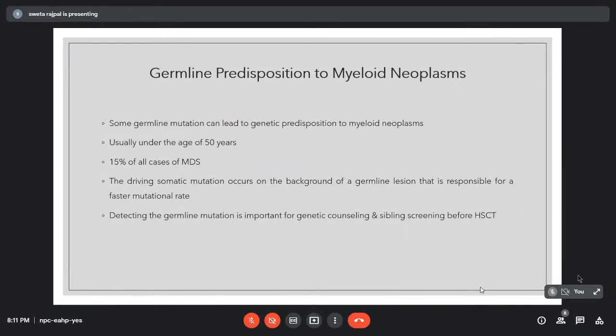Since I am working in a pediatric age group, in a referral center, we are seeing almost 1 or 2 cases every month, and we are transplanting those patients. Before transplanting, we should screen the sibling also, because the sibling can have similar germline mutations. If you transplant from a donor with the same germline mutation, that can again lead to the same type of disease in the recipient. So we have to keep in mind that before transplanting, we have to do genetic counseling, and sibling screening should be done for germline mutations.